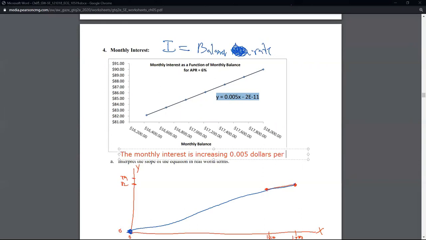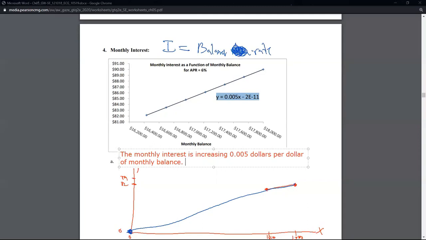Now you might say, well, the unit in the x value was dollars. But that just seems weird. It's increasing by $0.005 per dollar, whether you have the S or not. Well, you need to be a little more specific since these are both the same type of unit. Your interest is increasing by dollars based on a number of dollars of monthly balance. That's more well said. The interest is increasing by $0.005 per dollar of monthly balance in the account.